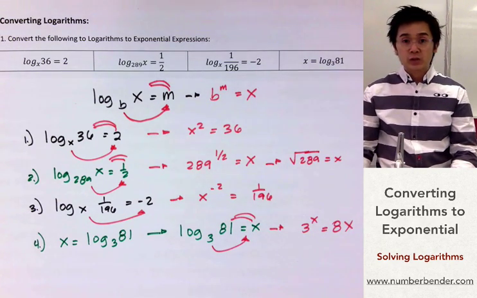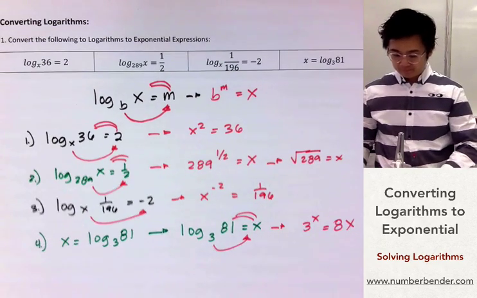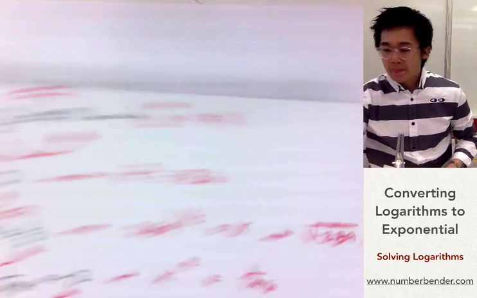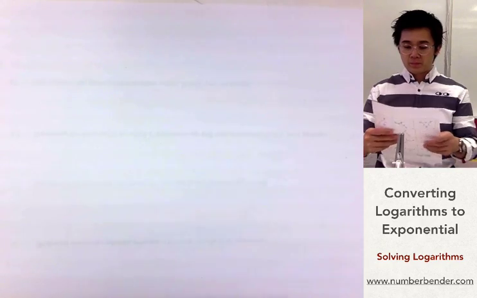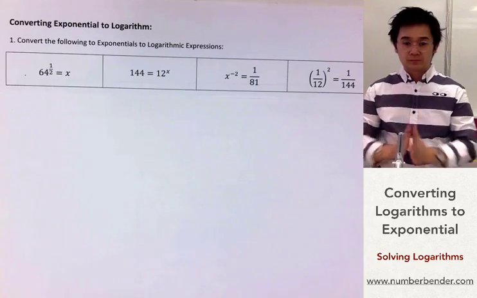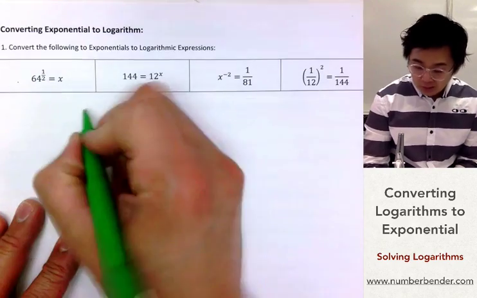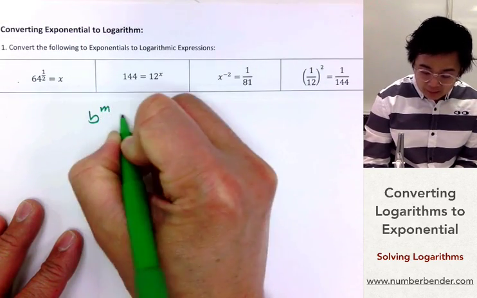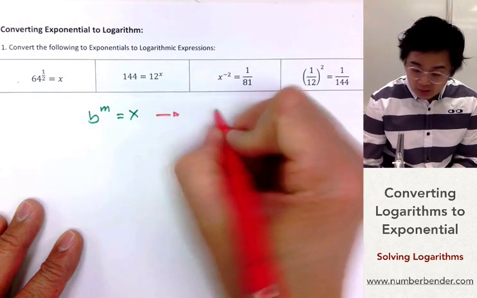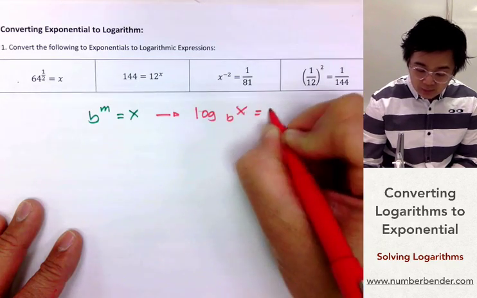Now let's try to convert exponential function or exponential expression into its logarithmic form. Just like conversion of log to exponents, we're going to be using the same set of formula. So if we have b raised to m equal to x, and we need to change it into a logarithmic function, it's going to look like logarithm of x base b equal to m.